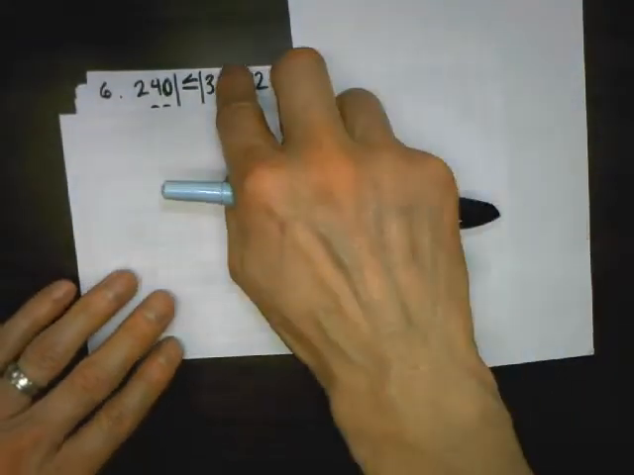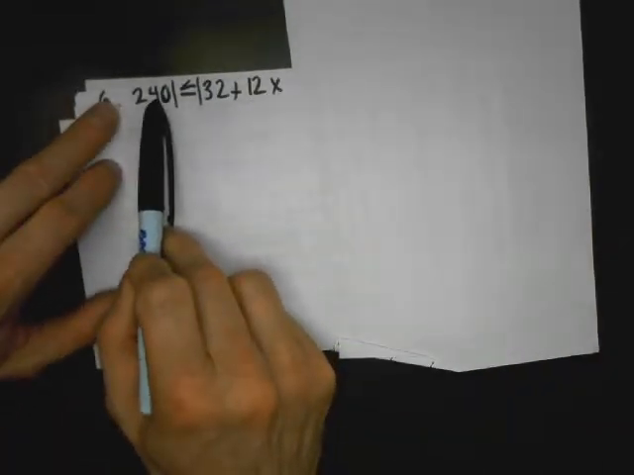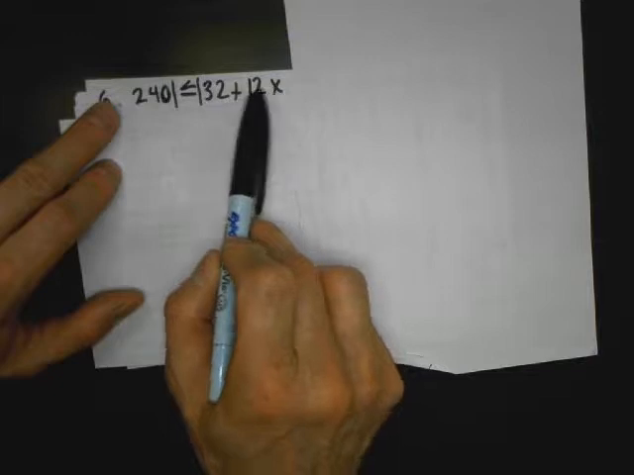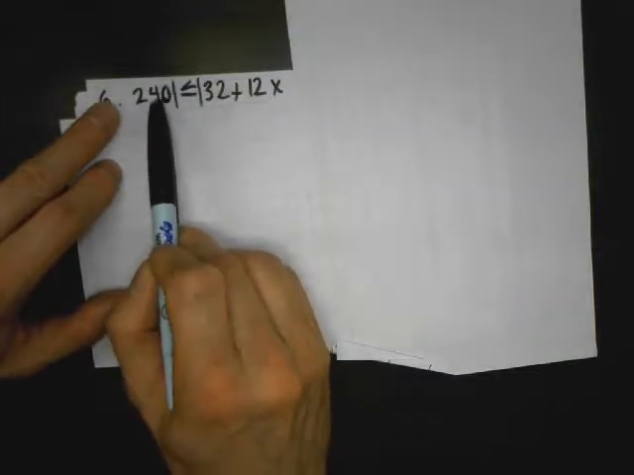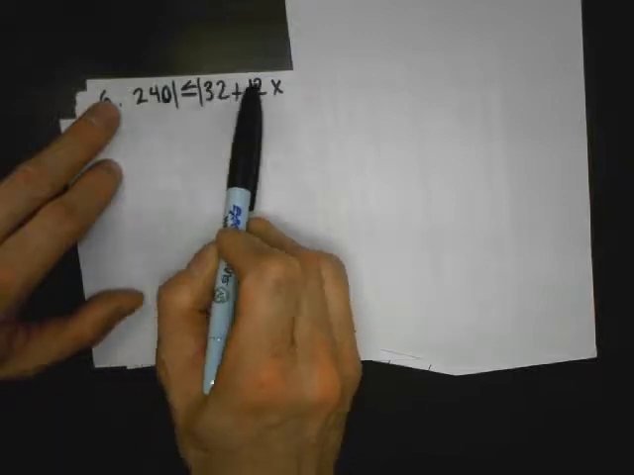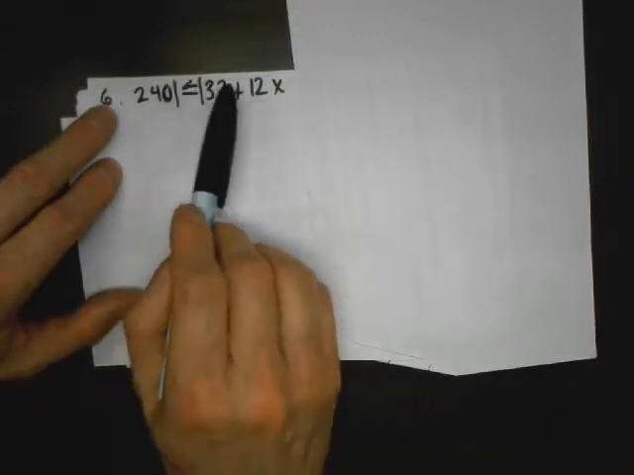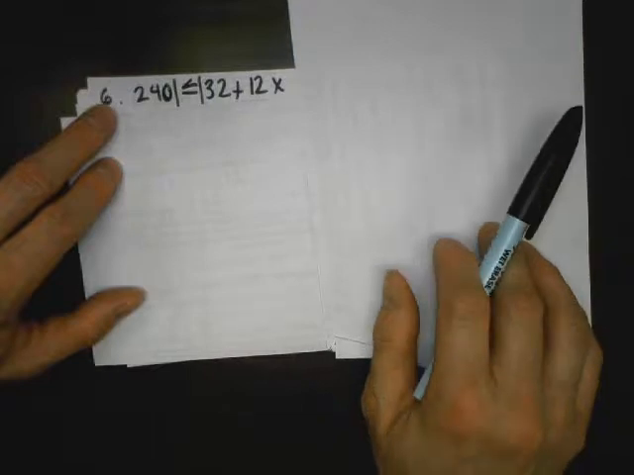Number 6 says, Mallory has $32 and earns $12 an hour babysitting. She wants to buy something for $240. So this $240 has to be, or actually the amount of money she makes has to be greater than or equal to what she wants to spend. Right? She can't make less than what she wants to spend. So that's why the mouth's trying to eat this side, not this side.